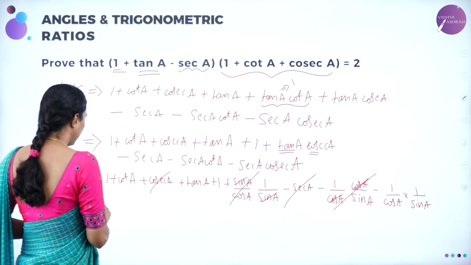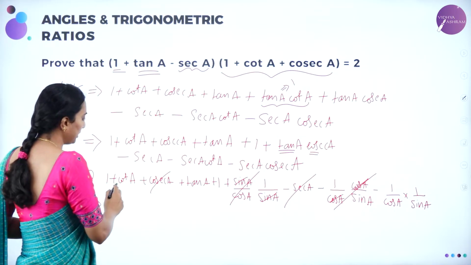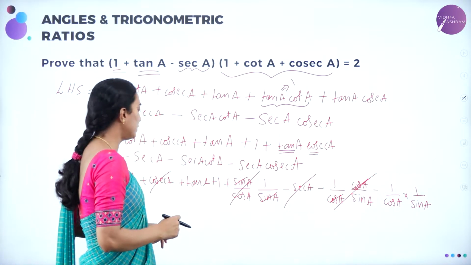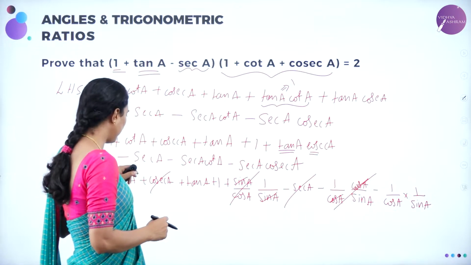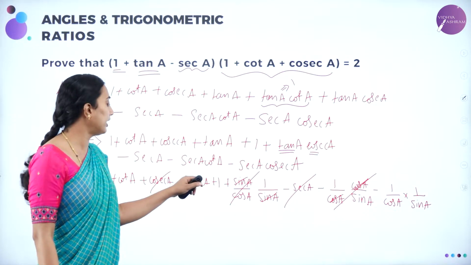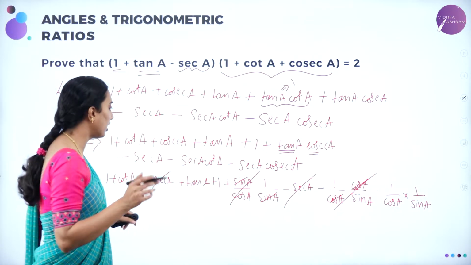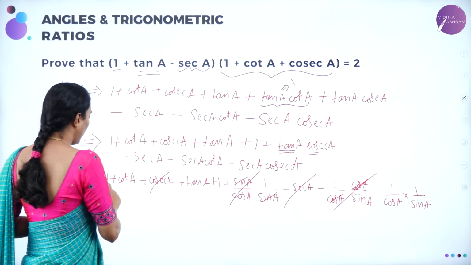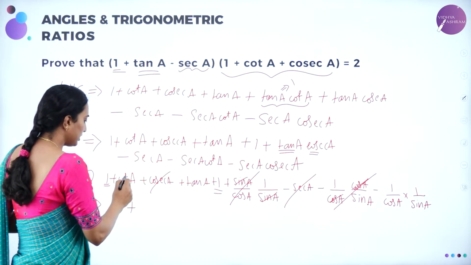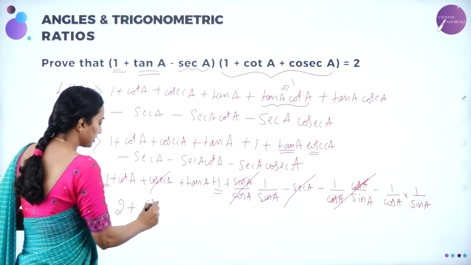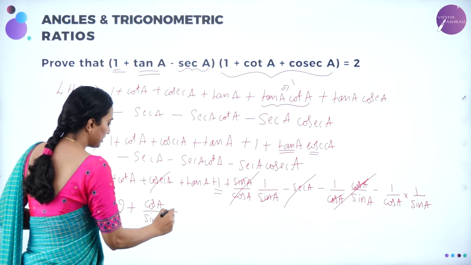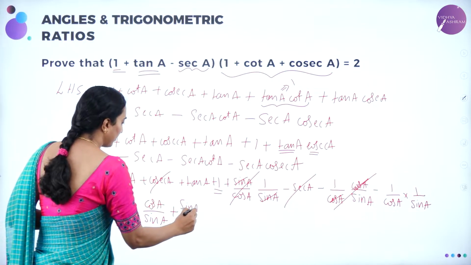Then you are going to have this 1 plus cot A plus tan A, that is 1 by cos A into 1 by sin A. So here cot A I am going to write as cos A by sin A, tan A I am going to write as sin A by cos A. Dears, see here 1 plus 1 gives you 2, 2 plus this writing as cos A by sin A plus sin A by cos A.